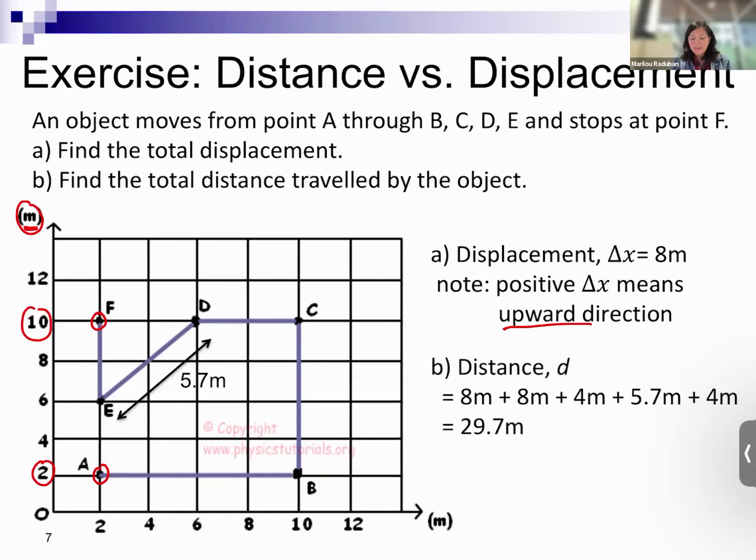And for the distance, you then have to calculate the actual path, the length of the actual path that the object took in going from point A to point F, right? So each grid is 2 meters. So you just, point A to point B plus B to C plus C to D plus D to E plus E to F. And that gives you a distance of 29.7 meters. And you don't have to give the direction in this case. Good.